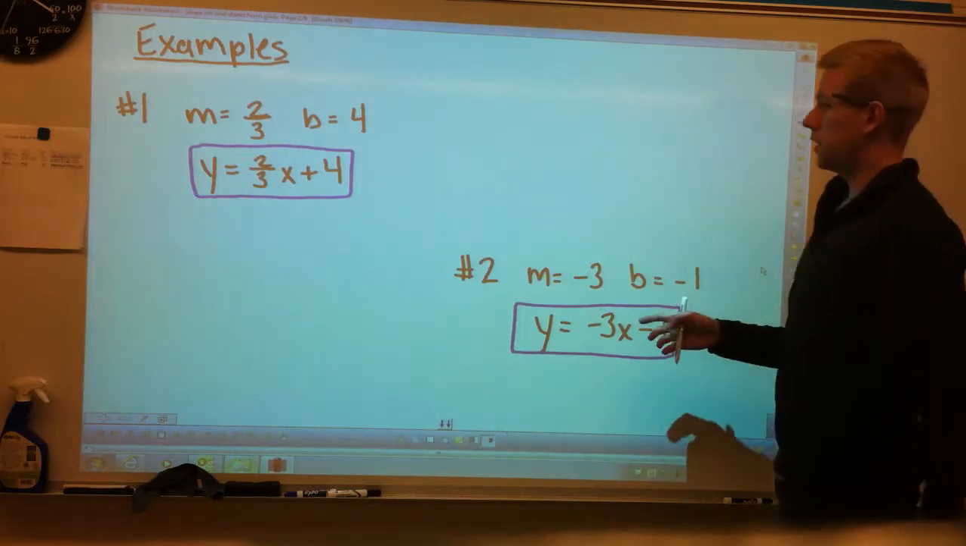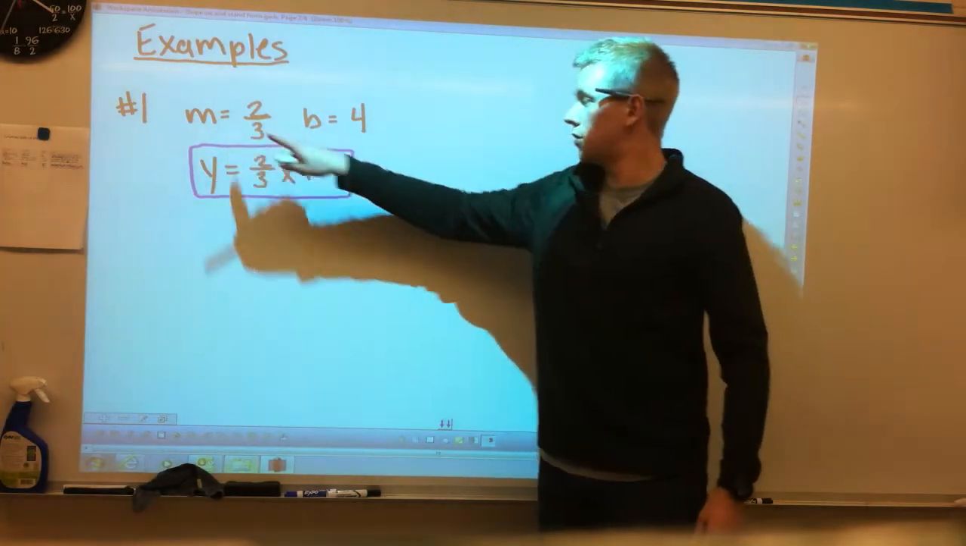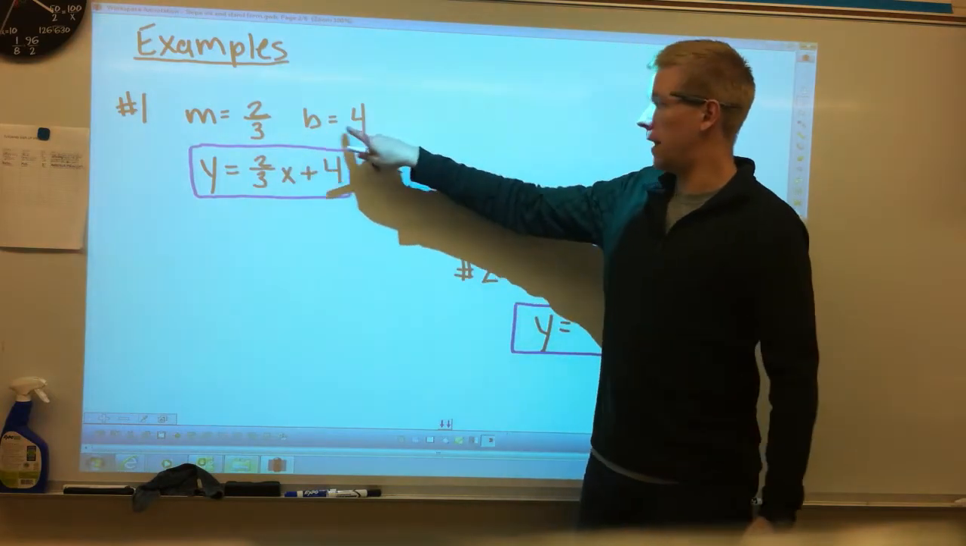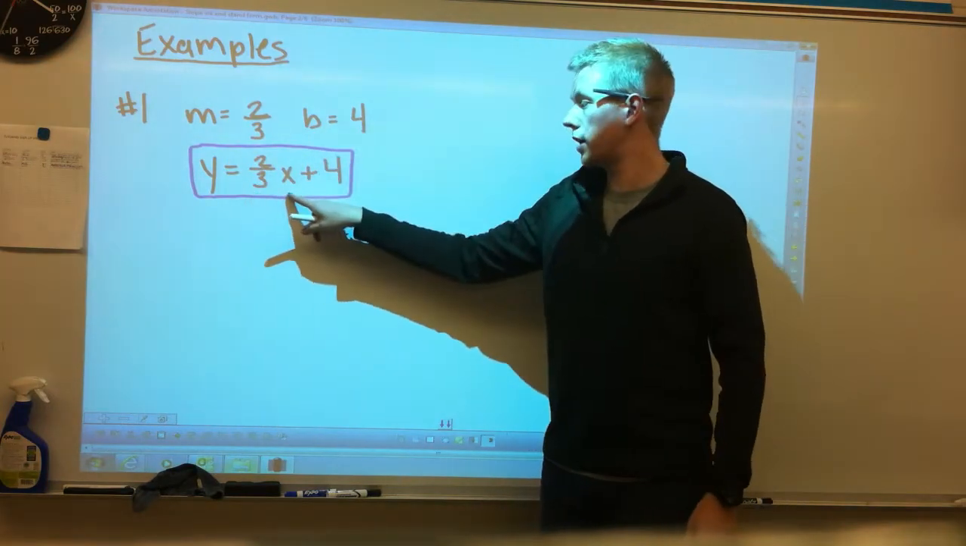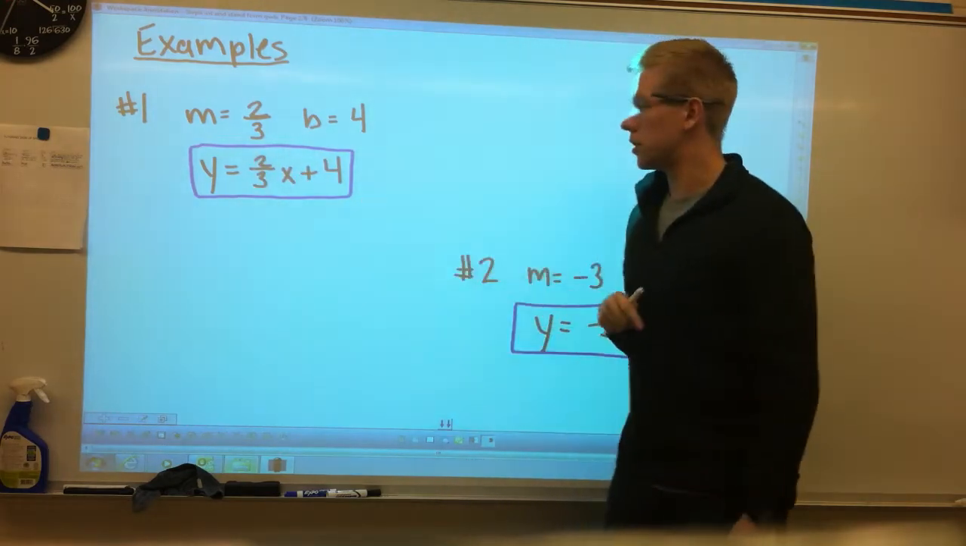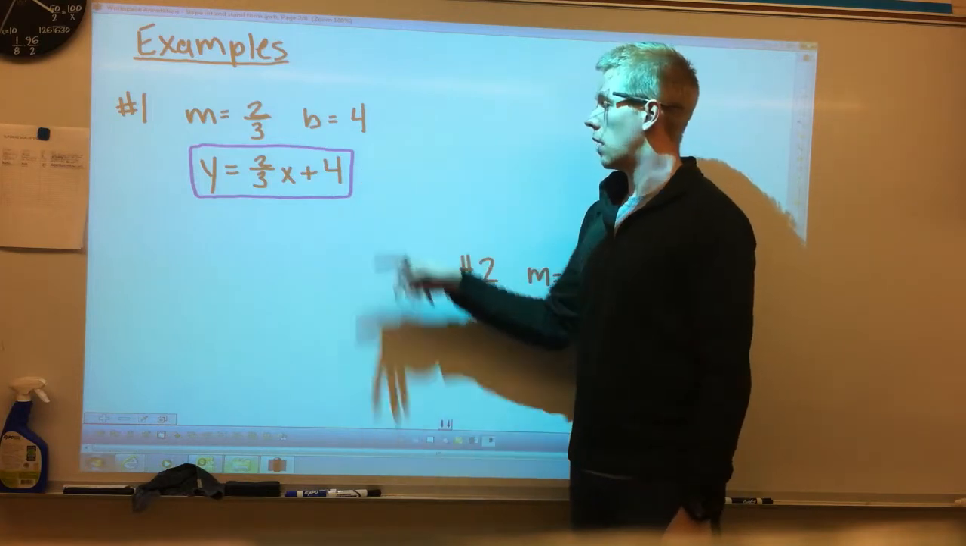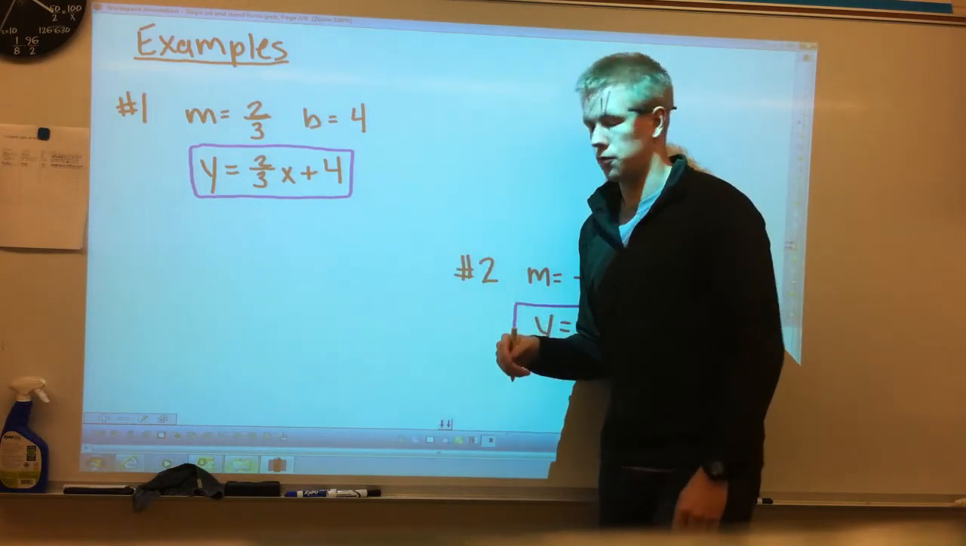Okay. Something very easy. If I was just given a slope, so first example, I'm given 2/3 as my slope, I'm given 4 as my b, I just simply plug them into y equals mx plus b. From here, I have y equals 2/3 x plus 4. That's just given a slope and a y-intercept, I just plug them in. So that would be a linear equation in slope-intercept form.